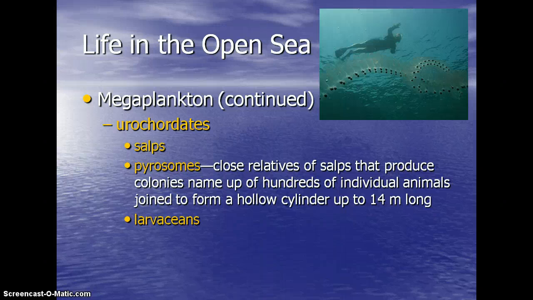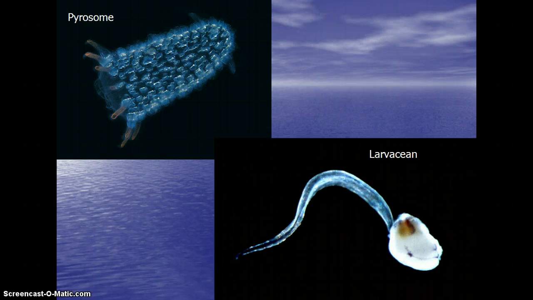They're important because those mucus houses actually end up as marine snow. So you get all sorts of bacteria and phytoplankton that are in there, and then it gets heavy and sinks to the bottom and actually becomes an important food source for the deep sea. So here's some pictures. The pyrosome is on the upper left and the larvacean is on the bottom right. You can see the little tail of the larvacean that beats in order to create the current for them to feed.